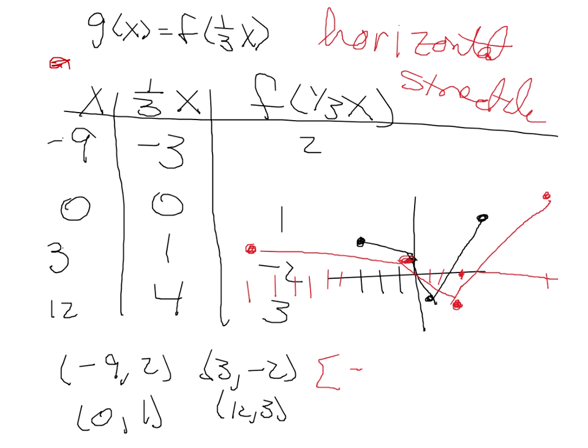And it affects the domain. So my domain was originally -3 to 4. Notice that I took the x values and multiplied them by 3 to get the new x value. So -3 times 3 gives you -9, 1 times 3 gives you 3, and 4 times 3 gives you 12. So I can come in here and just multiply each end of the domain to get my new domain. So my new domain for g of x is -9 to 12.